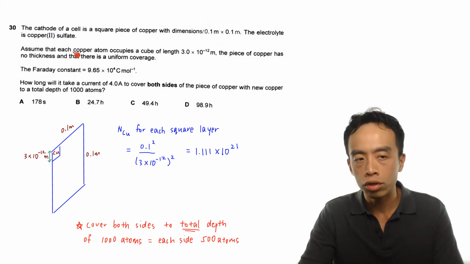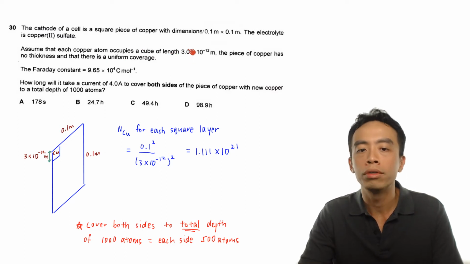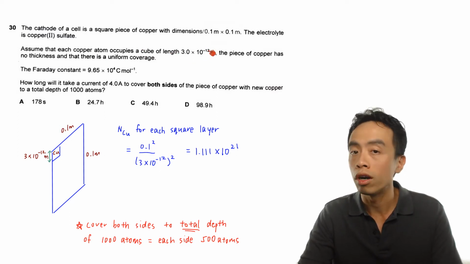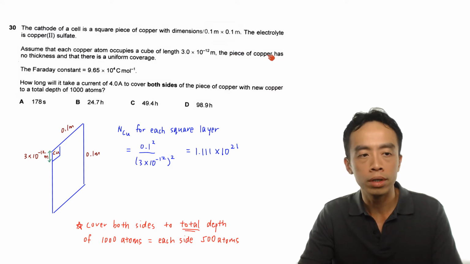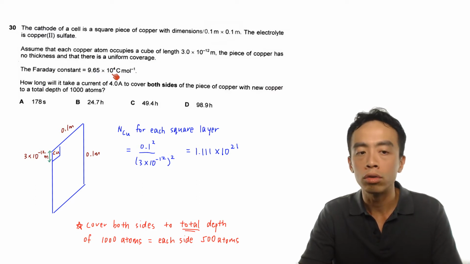So assuming that each copper atom occupies a cube of length 3.0 times 10 to the power of minus 12 meter. The piece of copper has no thickness and there's a uniform coverage. Faraday's constant is given as 9.65 times 10 to the power of 4 coulomb per mole. So how long would it take a current of 4.0 ampere to cover both sides of the piece of copper with new copper to a total depth of 1000 atoms?